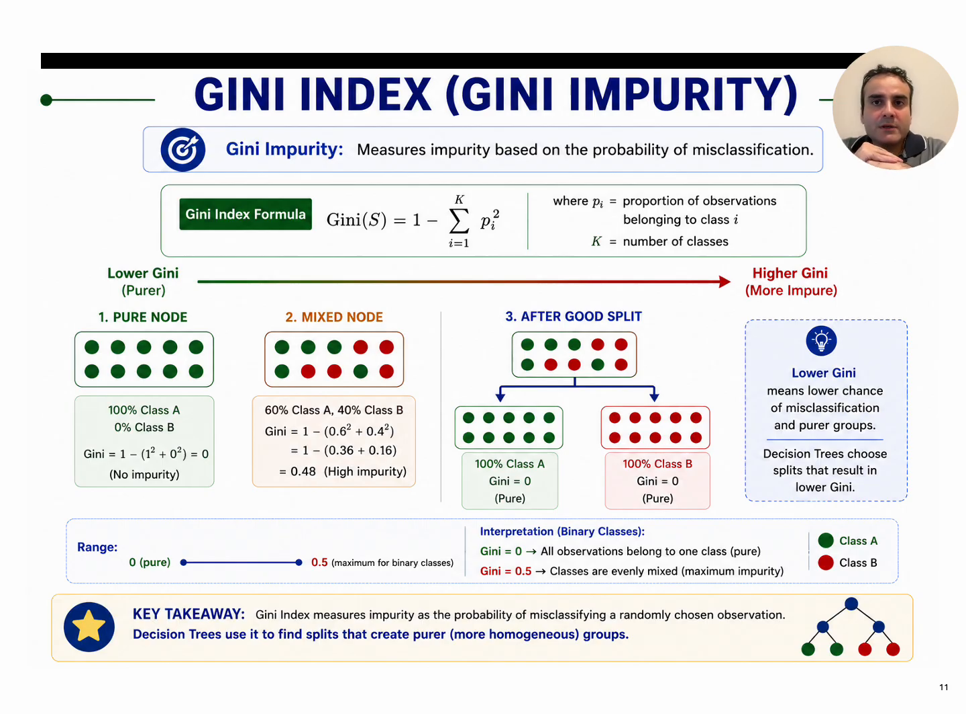Another popular impurity measure is the Gini index. This slide compares several scenarios. A completely pure node has a Gini value close to 0, while mixed nodes have larger Gini values. The diagrams in the center illustrate how impurity changes as the class distribution becomes more balanced. Most modern implementations, including scikit-learn, use Gini impurity by default because it is computationally efficient while producing results similar to entropy.